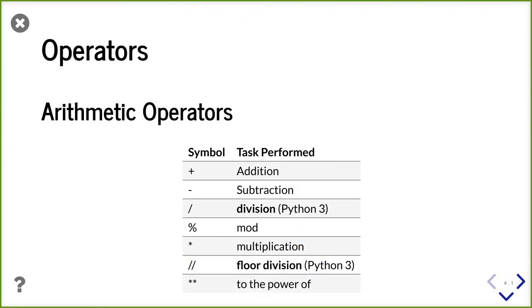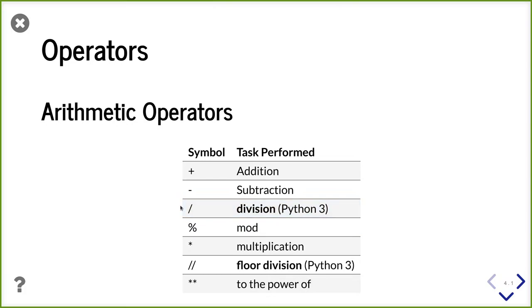Okay, so the operators that I'll show here are arithmetic operators. That means that they operate with variables that are numbers. And obviously, you know what addition is. The plus sign adds two numbers. The minus sign subtracts one number from the other. Division is a little different between Python 2 and 3. Just doing one slash is a float division in Python 3.